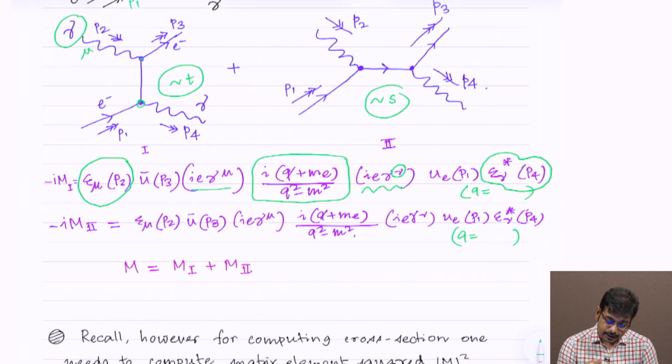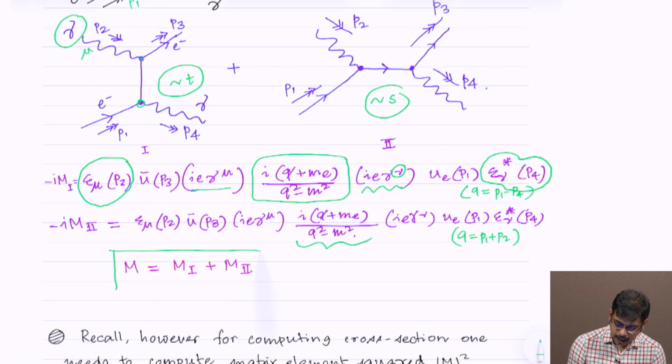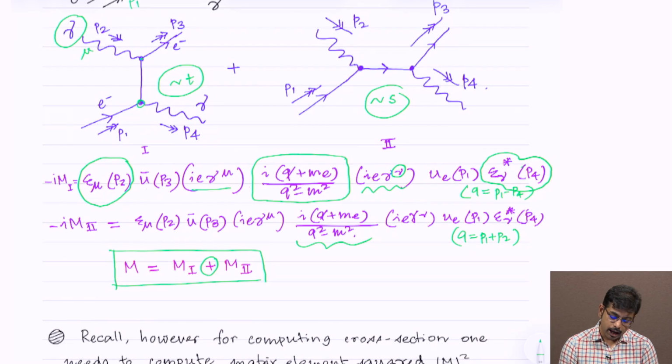And this is exactly replicated in the second graph also. The only difference is in the Q of the propagator. In the first graph, from this definition, Q is P1 minus P4, and in this graph, it is P1 plus P2, and the total matrix element will be M1 plus M2. Here the antisymmetrization rule doesn't apply because this doesn't involve two fermions, so any of the prescriptions for which a relative sign is in question are not applicable.